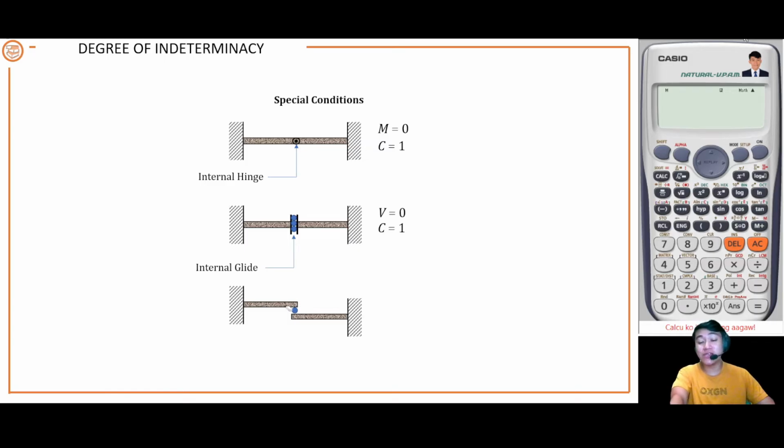Next is the internal roller. What are the forces being released at that internal roller? We have the horizontal reaction equal to 0, so there is no axial force. The moment at that point is also equal to 0. And then we have two special conditions for that. So again, internal hinge, one special condition; internal glide, one special condition; internal roller, two special conditions.